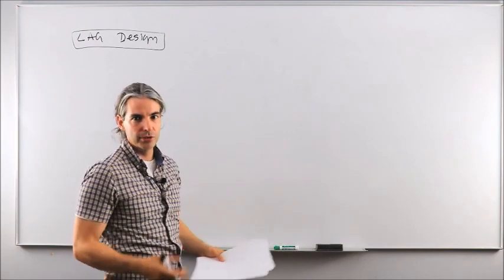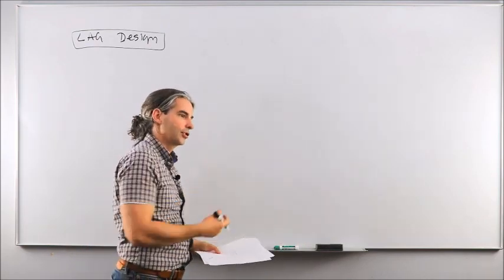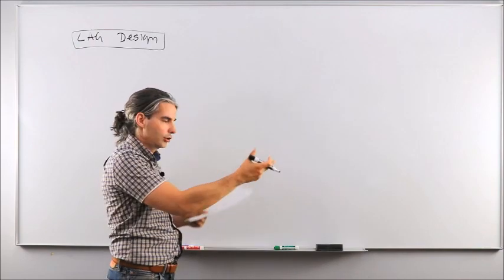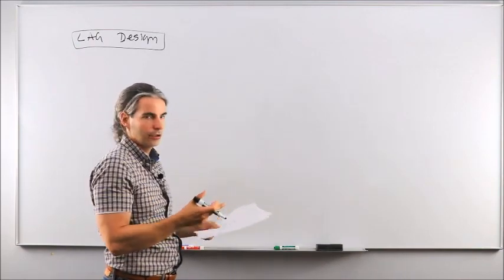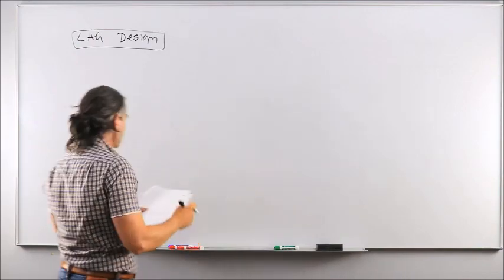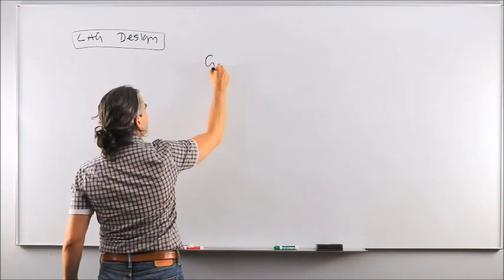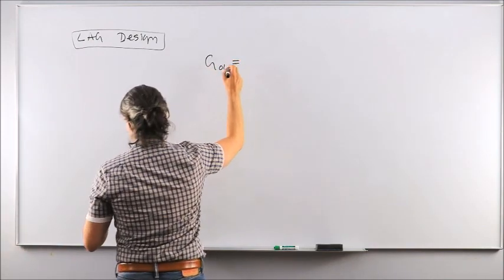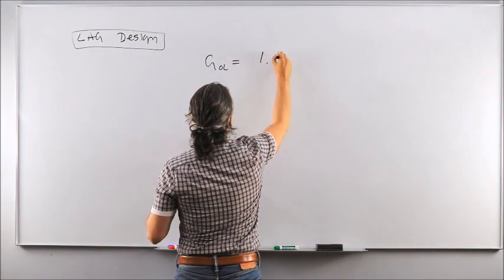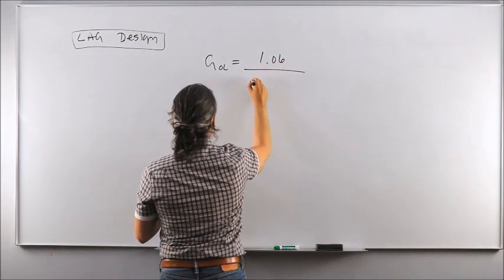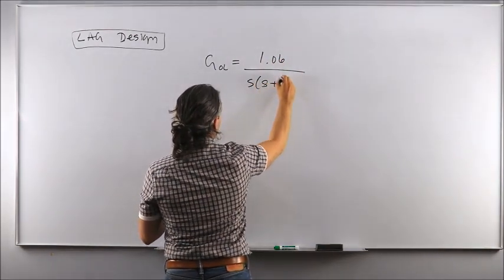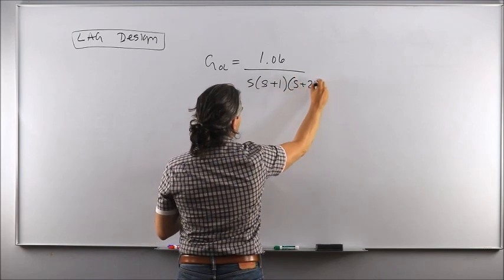The design procedure stays the same. What is different is just the starting point in terms of which transfer functions you need to consider. Okay? So here we're starting off with G open loop equal to 1.06 over S times S plus 1 times S plus 2.